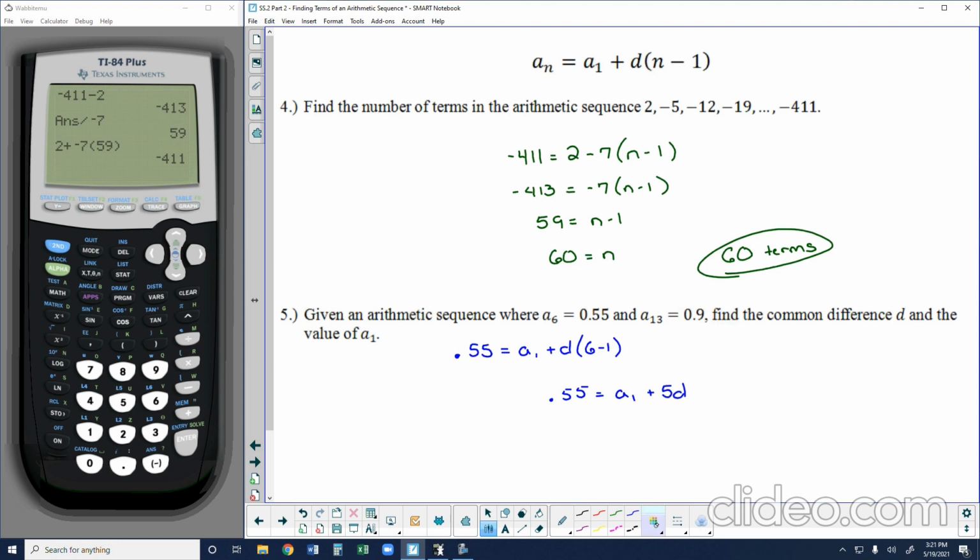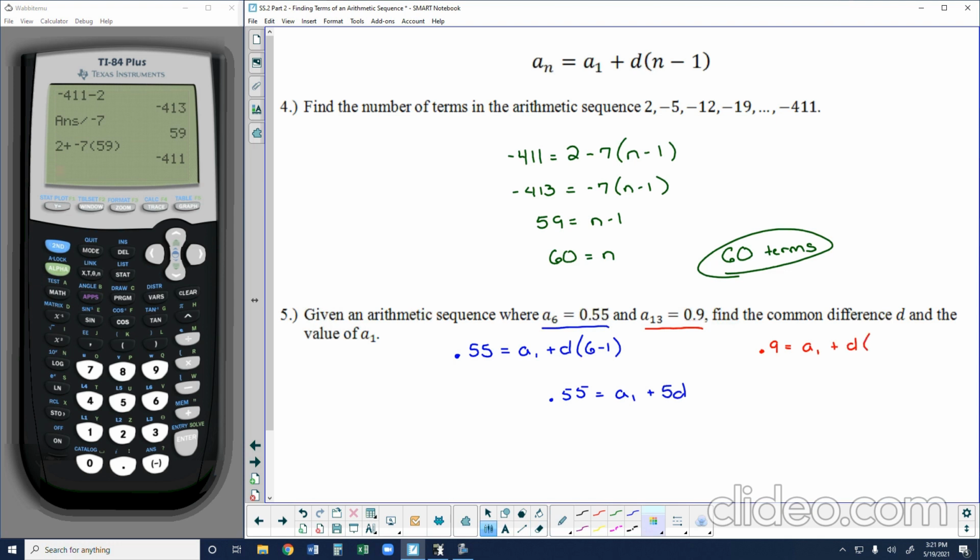Now, I could create a second equation. So this first equation came from the 6th term. We knew the 6th term. I can create a second equation from the 13th term. So the 13th term is 0.9, so that's going to go in for a sub n. Again, I don't know the first term, so I'm going to leave it as a variable. I don't know the difference, so I'm going to leave that as a variable.